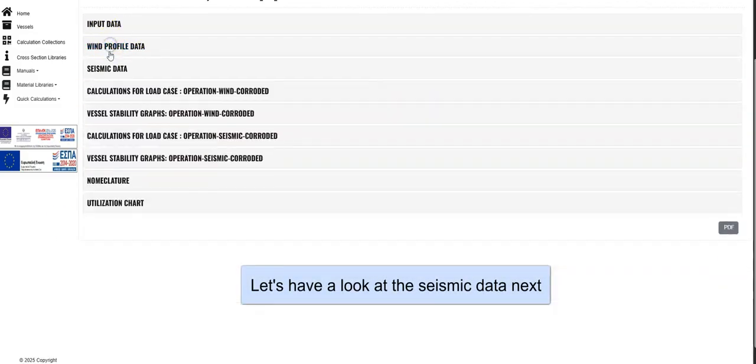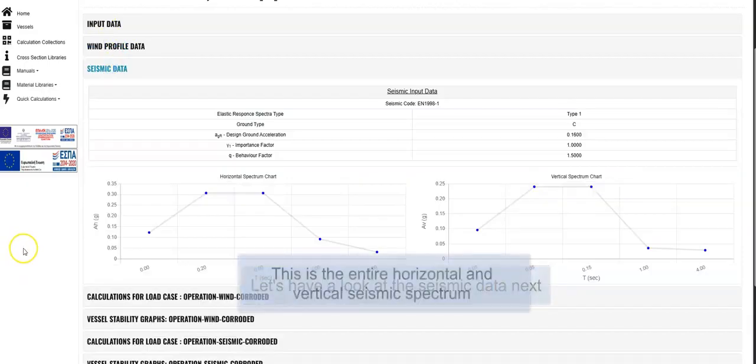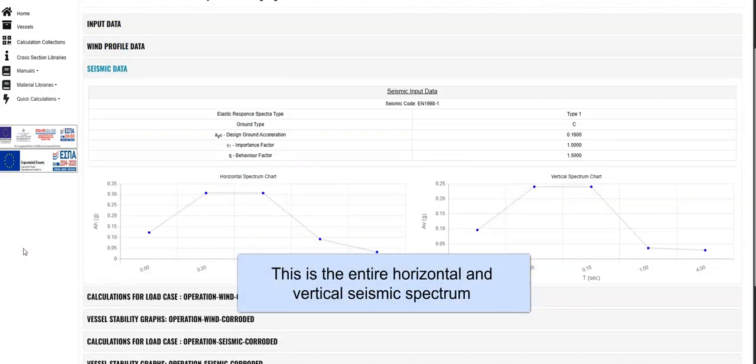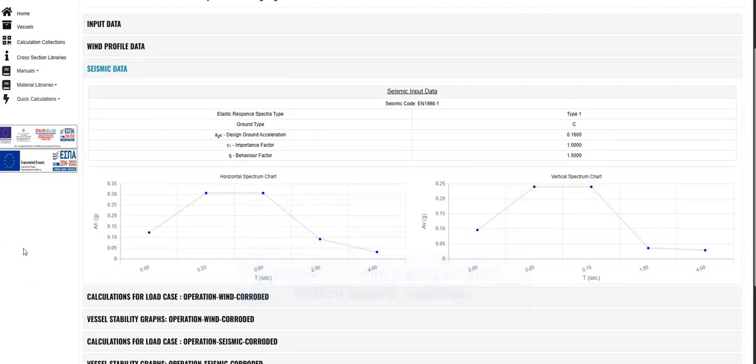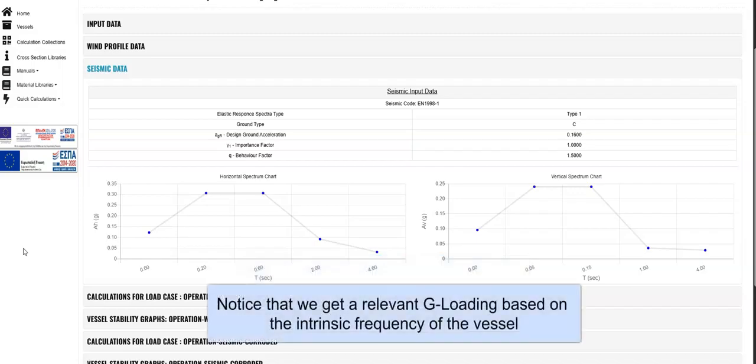Let's have a look at the seismic data next. This is the entire horizontal and vertical seismic spectrum. Notice that we get a relevant G loading based on the intrinsic frequency of the vessel.